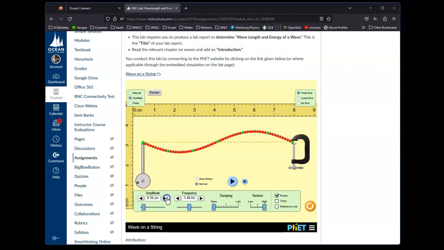0.59. There we go. Okay. Now I'm going to run the simulation. It's going to look a little bit different. There we go. So it goes crazy like that.